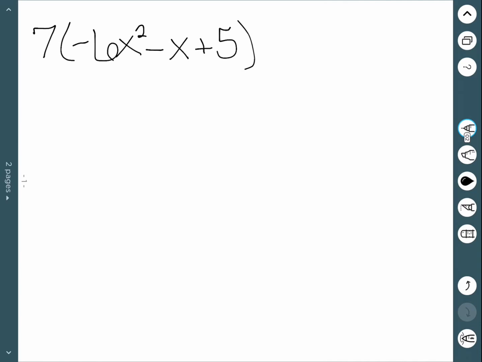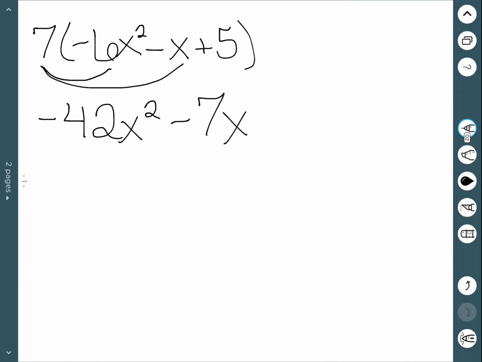In this case, 7 times negative 6x squared minus x plus 5. In this case, we need to distribute the 7. Essentially, we need to multiply everything inside the parentheses by 7. So I should have a 7 times negative 6x squared. We know that 7 times negative 6 is negative 42. We then need to multiply 7 times negative x, which would give me negative 7x, and then finally 7 times 5, which would be 35. So we were able to multiply this fairly easily.